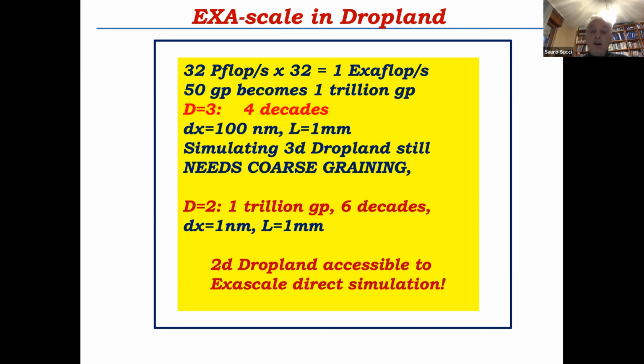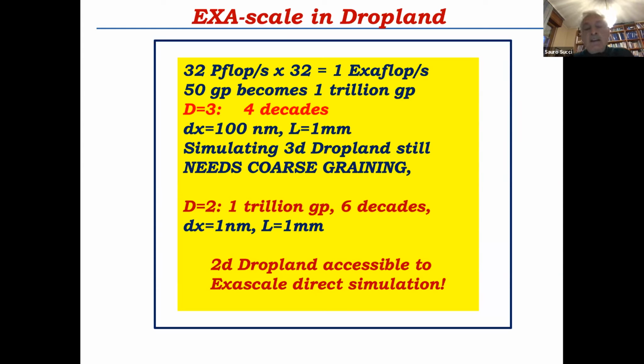On the other hand, it is true that many of these materials are quasi two-dimensional, a little bit like in quantum. And in 2 dimensions, 1 trillion grid points means 6 decades. So I think that for microfluidics, where again many materials are quasi 2D, exascale will really give access to a situation where you can simulate all the way from the nanometer to the millimeter.